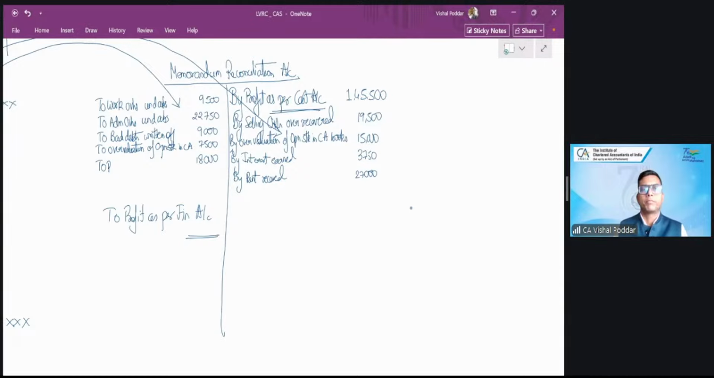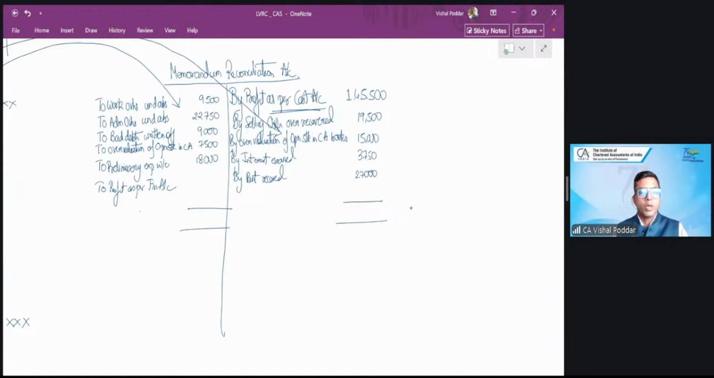Correct? Now, after all the adjustments, we will find our balancing figure, which will be profit as per financial accounting. So students, I hope you have understood the process of add and less, how you will determine what effect is to be given. So let us do the balancing.